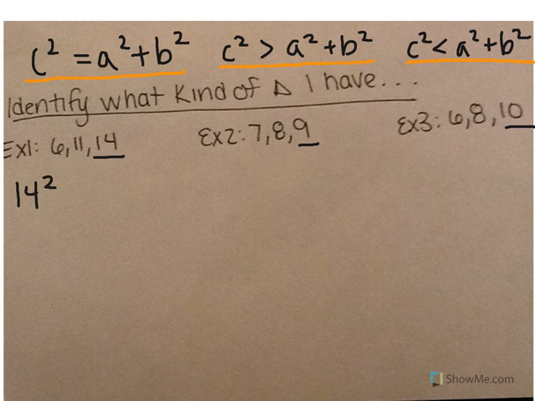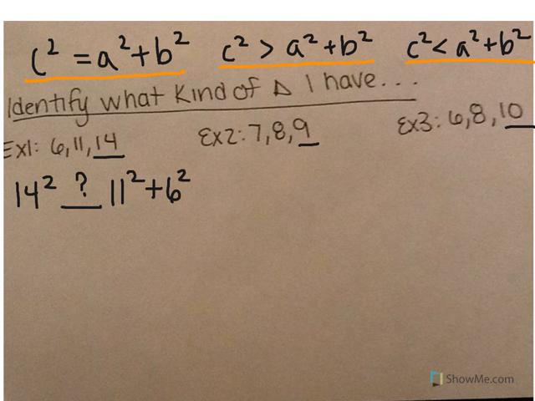So we have 14 squared, and then I don't really know what symbol is going to go here yet, and then I just do 11 squared plus 6 squared. And I got to figure out what symbol is supposed to go there. Are they going to be equal so that's right? Is it going to be greater than so it's obtuse, or less than so it's acute? So now we just got to do a little bit of math.